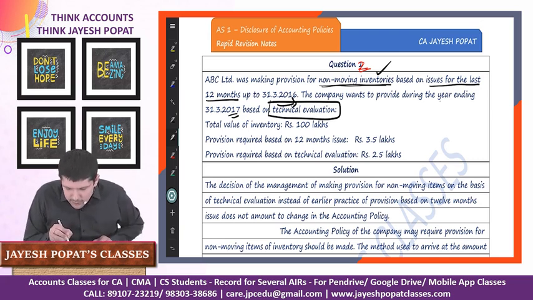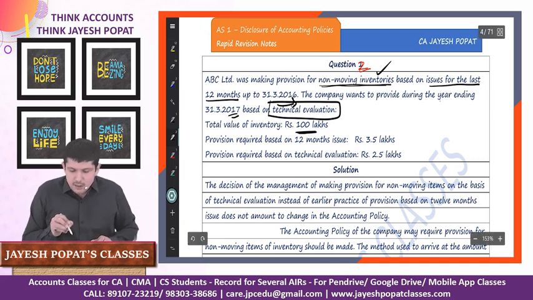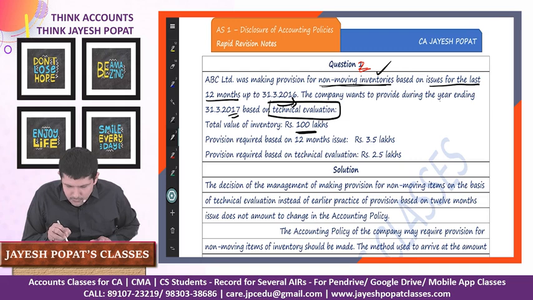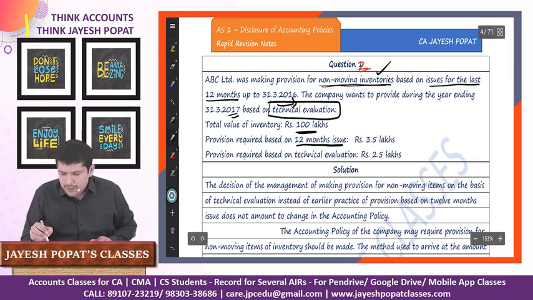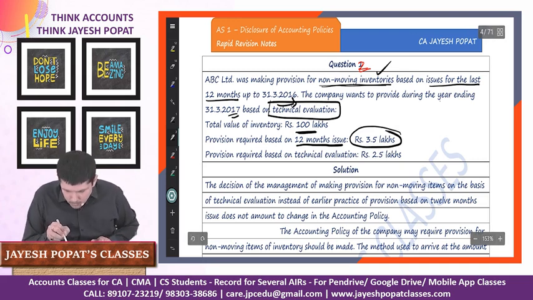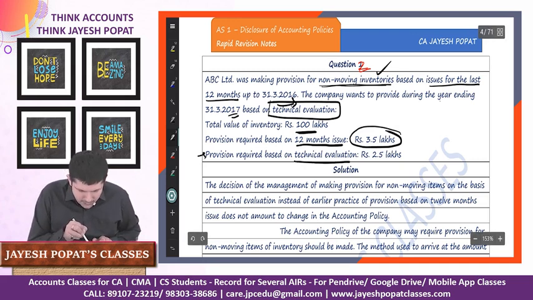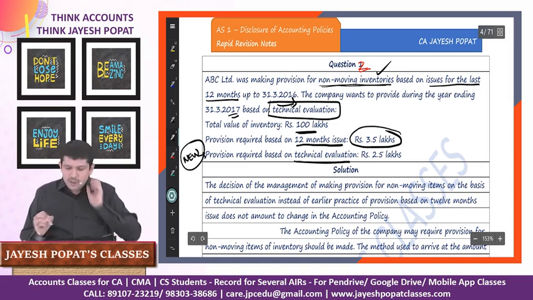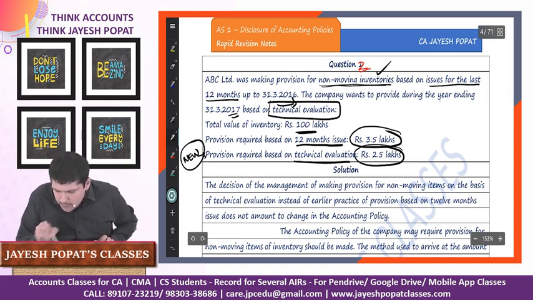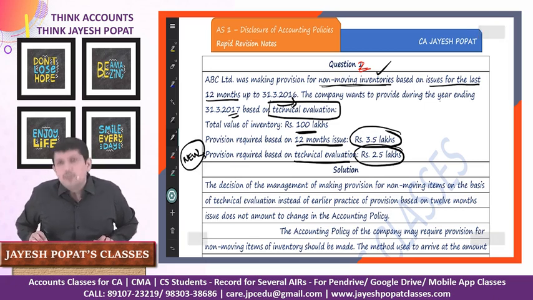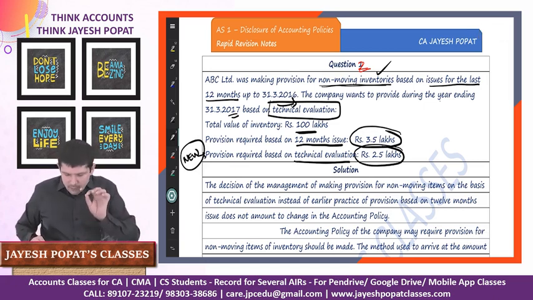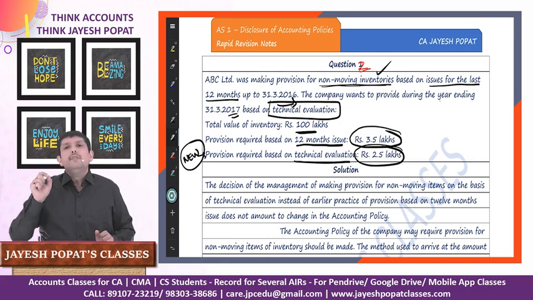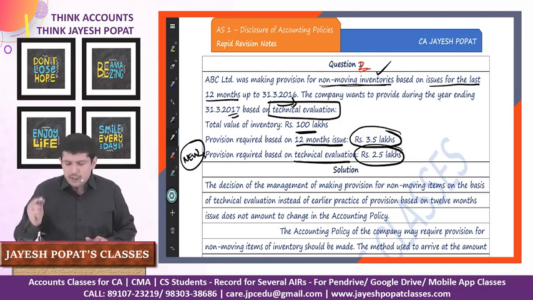It says the total value of inventory is 100 lakhs. Provision required, if you followed the earlier method of 12 months, you would have to make a provision of 3.5 lakh. Provision based on technical evaluation, if you are following the new method of calculating the provision, will be 2.5 lakhs. So how do you deal with this? First of all, we need to evaluate whether there is a change in accounting policy or not.